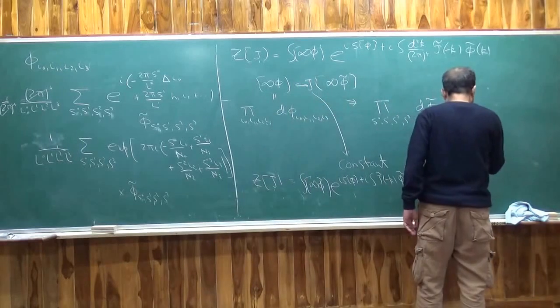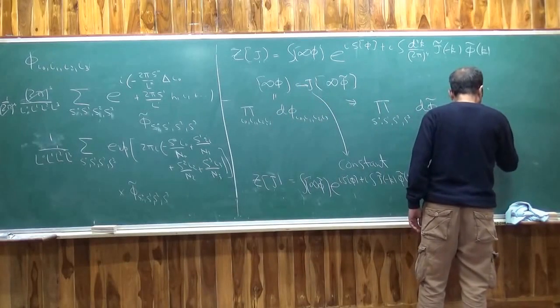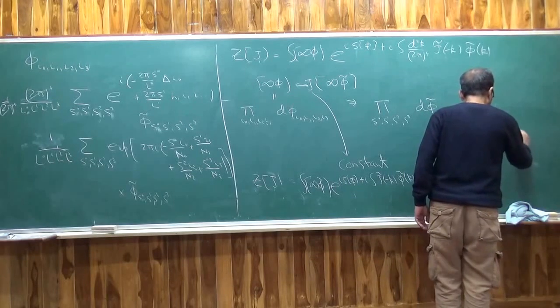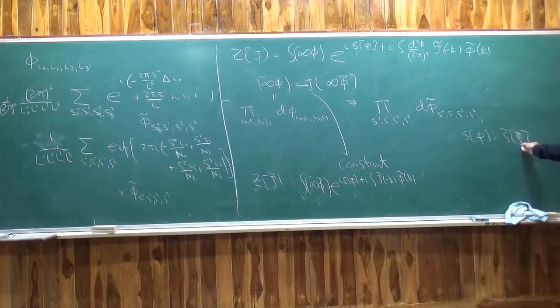See, S[φ], if I am to write in terms of φ tilde, I have to write it as S tilde of φ tilde, where it's a different function of φ tilde. It's like if you are changing variables, say f of x, if you change from x to x squared, you don't call it f of x squared. So it's a different function. That's why I have kept S of φ. But of course it's understood that S of φ will be evaluated in terms of φ tilde.